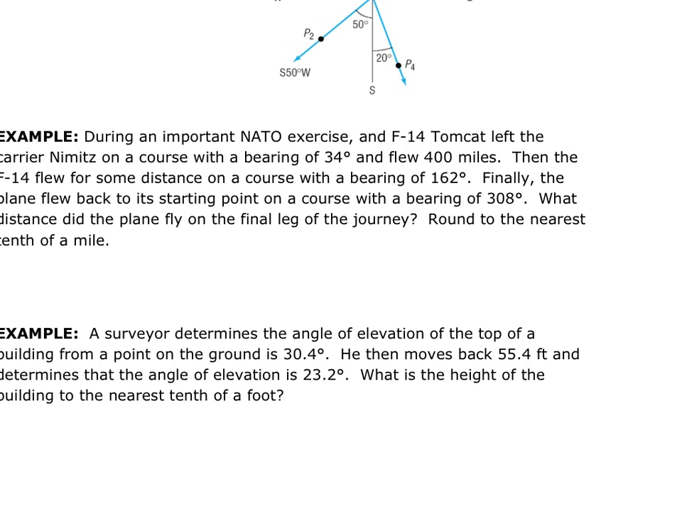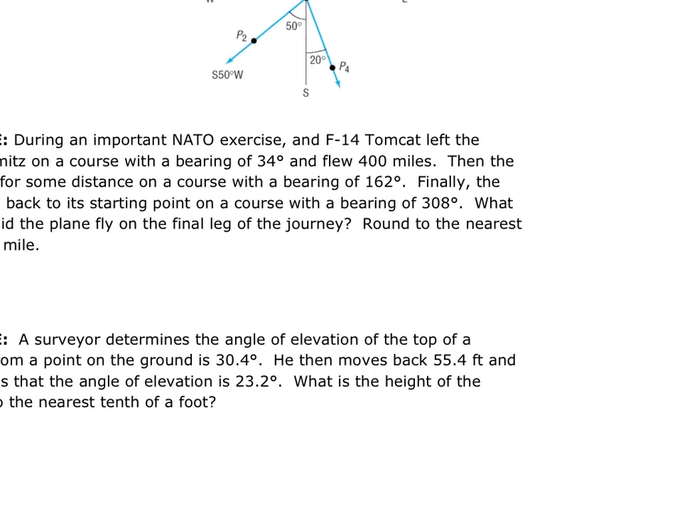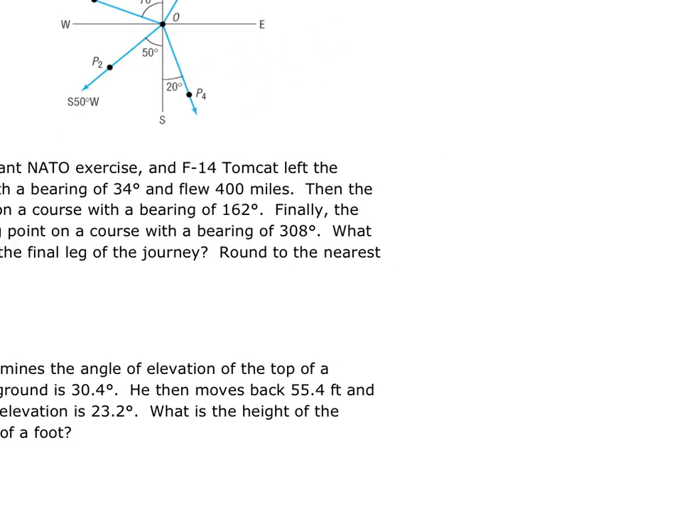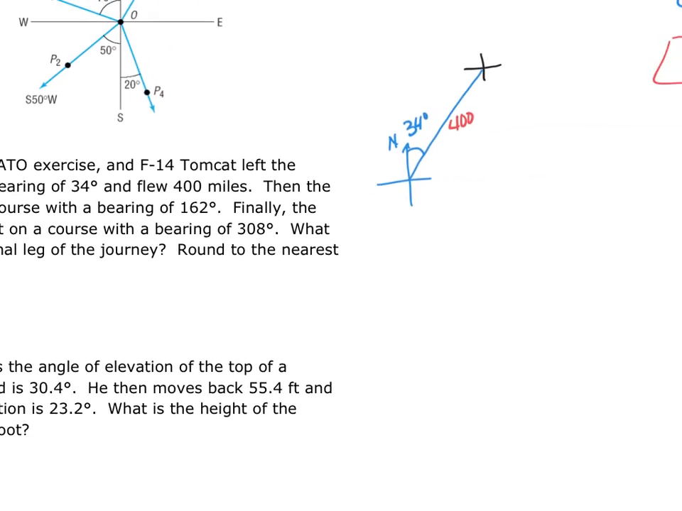So I'm going to start by drawing what exactly is going on. We have the Tomcat, it leaves the aircraft carrier with a bearing of 34 degrees off the north. So I draw myself a little XY axis. Here's north. Off of the north, it's going to have a bearing of 34 degrees. The distance it's going to travel is 400 miles. After it has gone 400 miles, it's going to then turn, clearly not exactly a tight corner, but a pretty tight corner. And it's going to then fly at a bearing of 162.